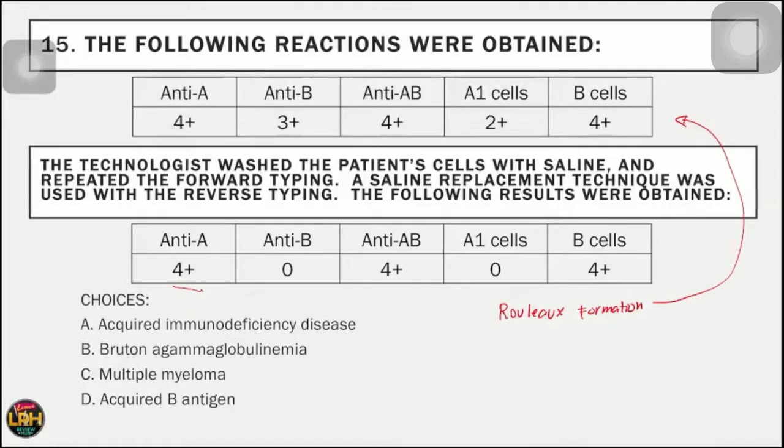So to resolve rouleau formation, what we can do is saline replacement technique. So this discrepancy is caused by rouleau formation, and this can be resolved by saline replacement technique. This reaction is seen in times of elevated globulin and elevated fibrinogen. Elevated globulin, we can see this in cases of multiple myeloma, Waldenstrom macroglobulinemia, and other plasma dyscrasias.